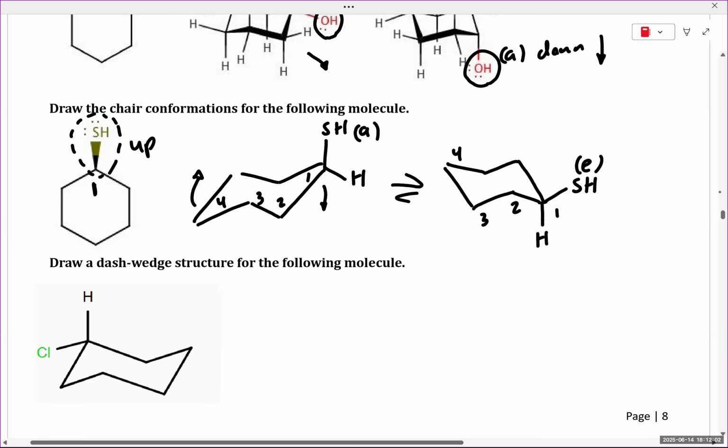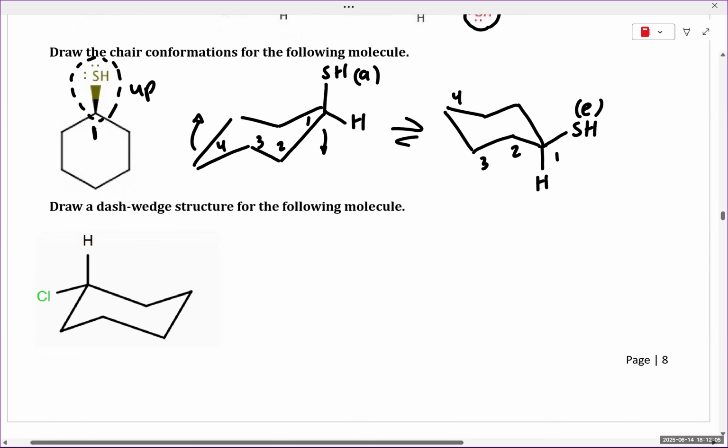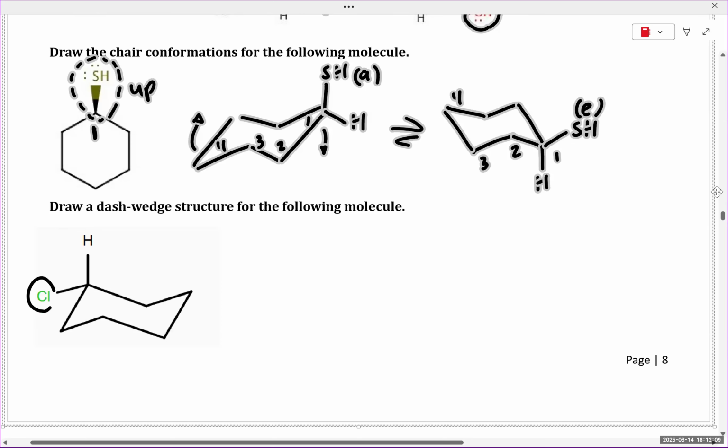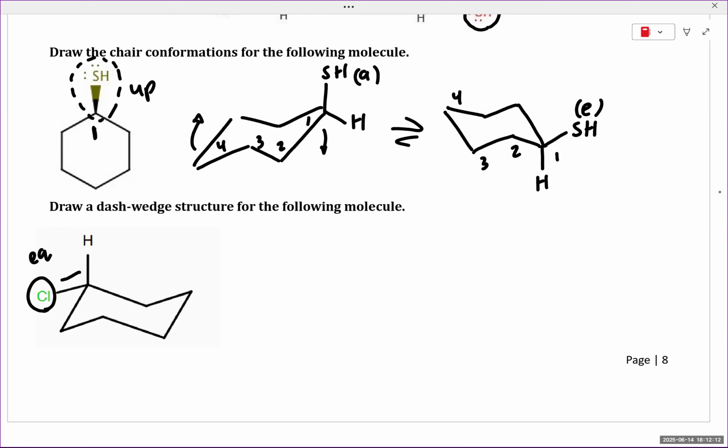Okay, perfect. Now let's talk about going the other direction, taking a chair conformation and drawing a dash wedge structure. So this chlorine is equatorial, and as we see, this bond is pointing down, while the carbon-hydrogen bond is pointing up. So what that tells us is, at this carbon, the hydrogen has a wedge, the chlorine has a dash. That tells us that this chlorine is pointing down. So again, dash wedge does not tell you whether a substituent is axial or equatorial, just whether it's pointing up or pointing down, above the plane of the page or below the plane of the page.